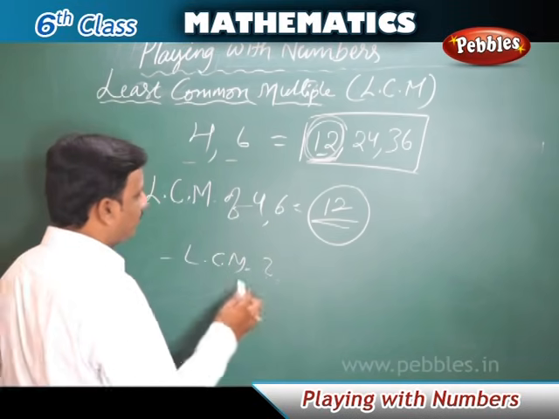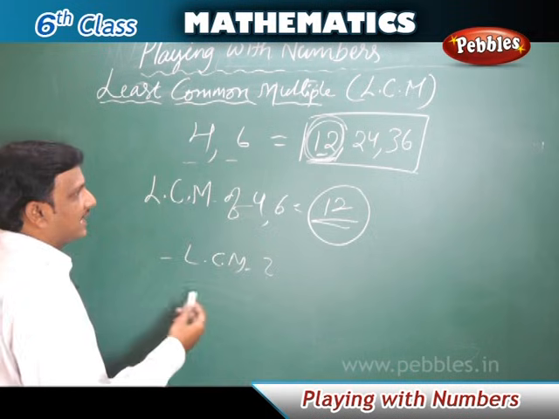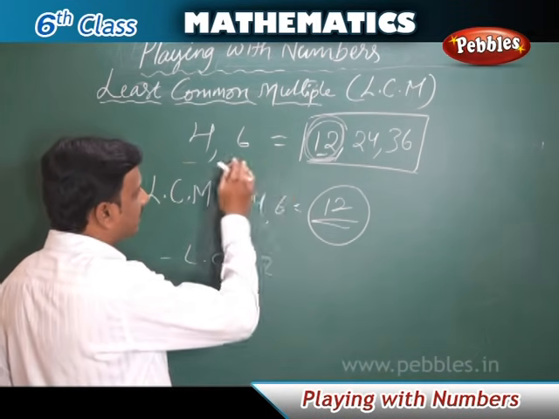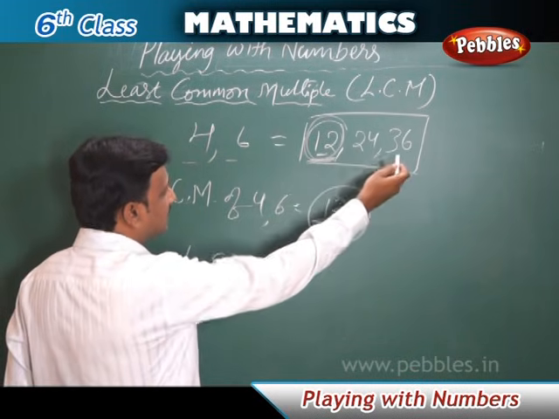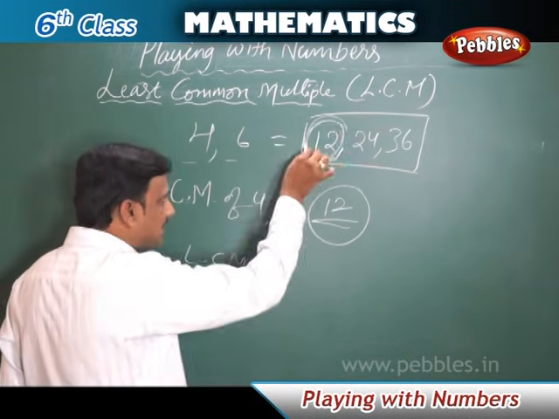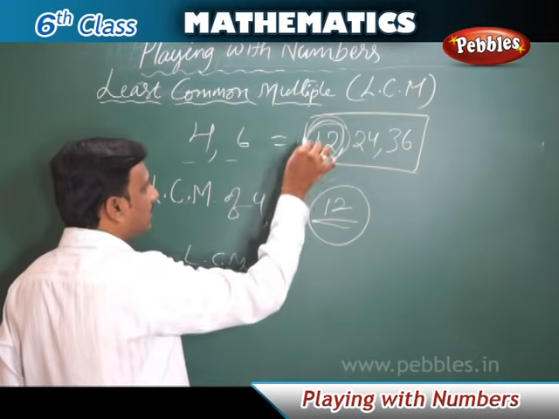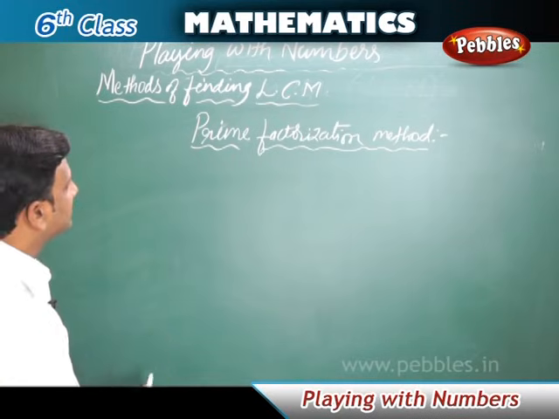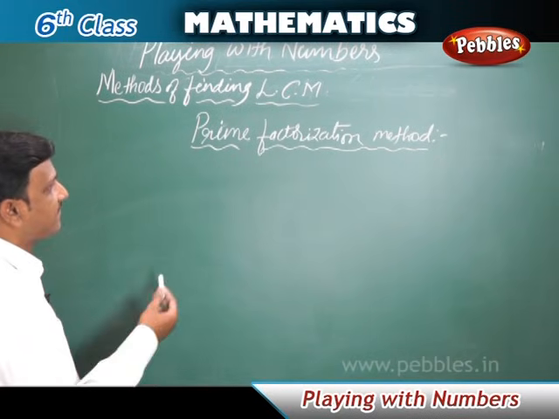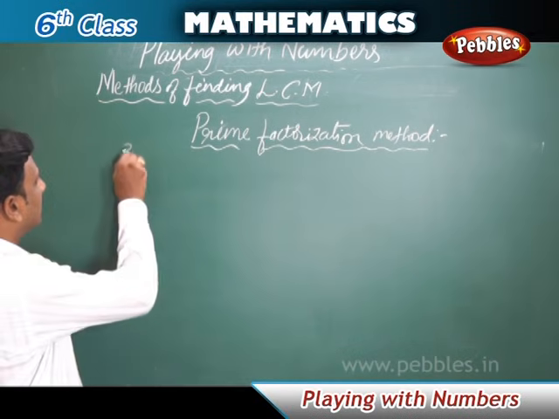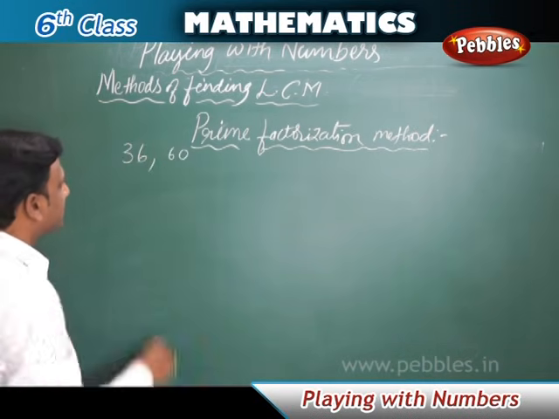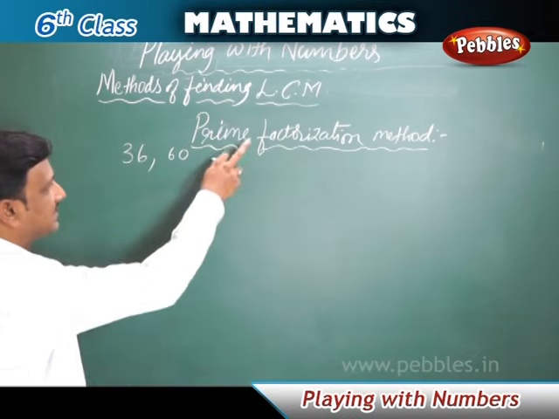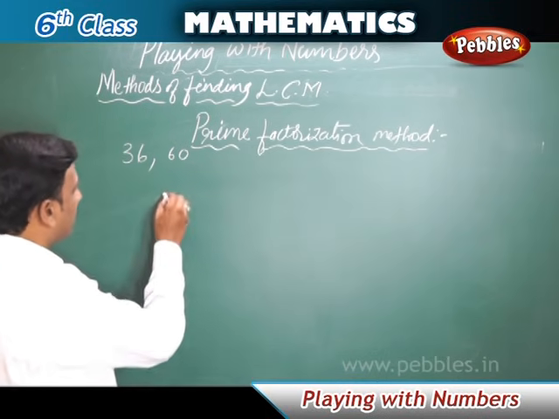From this example, we have learned what LCM is. LCM is the least common multiple of the given numbers. The given numbers have some multiples. Among the multiples, the least common multiple of the given numbers is called LCM. Let us find the LCM through the prime factorization method. Here we are given two numbers, 36 and 60. Let us find out the LCM of 36 and 60 by this prime factorization method.